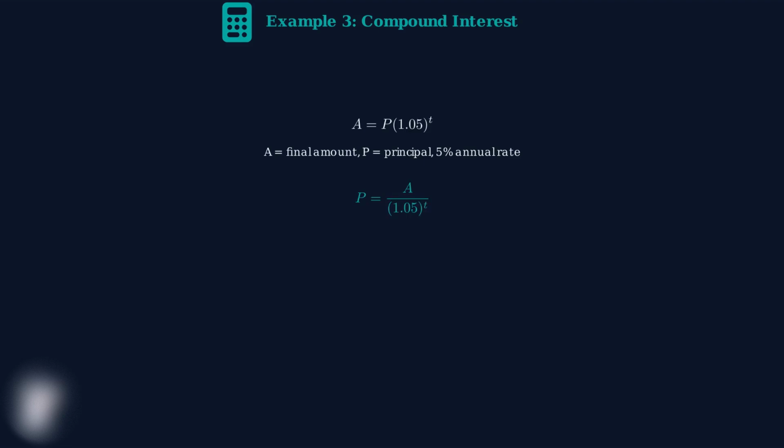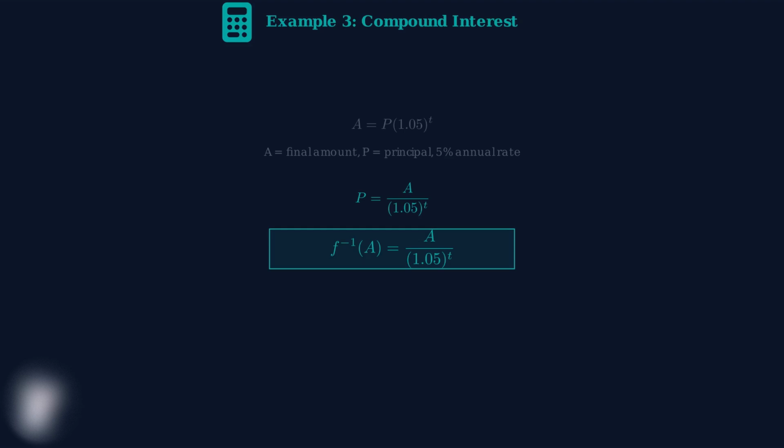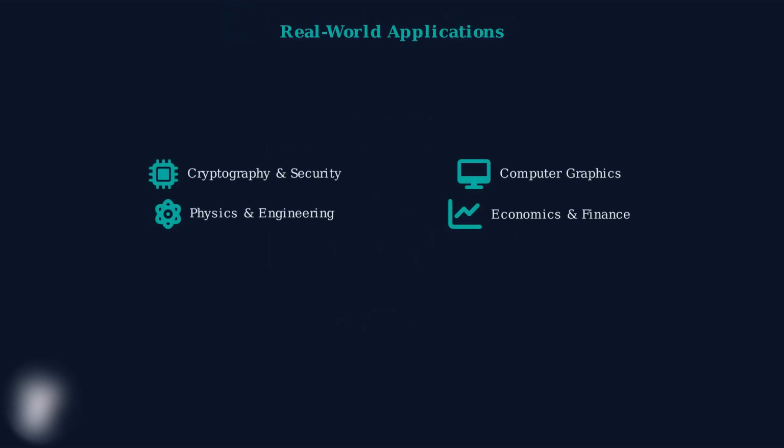To find the inverse, we need to solve for p in terms of a. We start by dividing both sides by 1.05 to the power of t. This gives us the inverse function. Given a target amount a and time t, we can calculate the principal p needed. For example, if we want $10,000 after 5 years at 5% annual interest, we would need to invest approximately $7,837 initially.